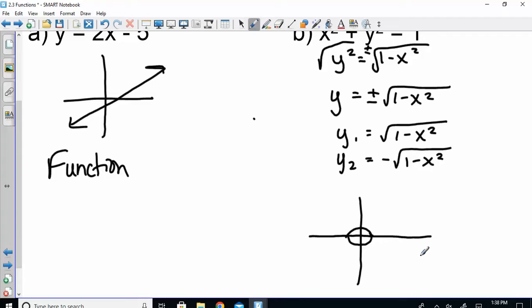Okay, if you actually get the right window, this is a circle. It's not the oval or the potato that it looks like. But either way, does this pass the vertical line test? No.